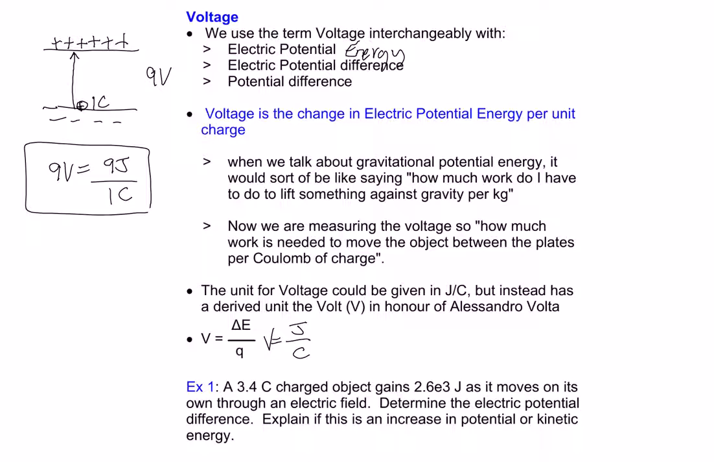So let's do a quick, easy example. It says we have a 3.4 coulomb charge, and it gains 2.63 joules as it moves through an electric field. In this case, we don't even really care whether it's positive or negative. We have a 3.4 coulomb charge, and it's moving through an electric field. It doesn't even necessarily have to go from top to bottom. It could be going from the middle to anywhere.